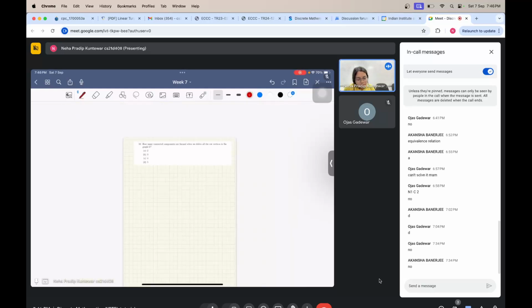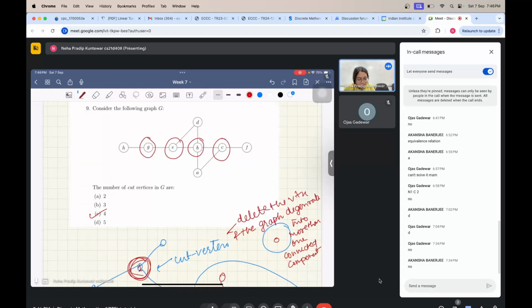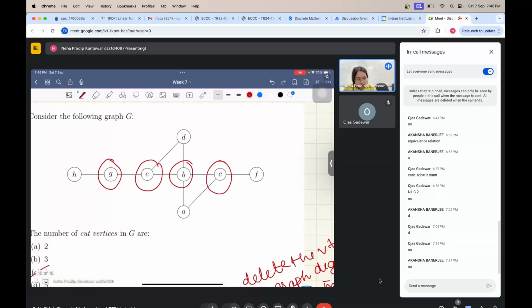Right. So look at the same graph, and let's say I delete these vertices that you just told me. Say I delete G, I delete E, B, and C. If I delete all four of them, how many connected components do I have in the graph now? There won't be any connected components in this graph.